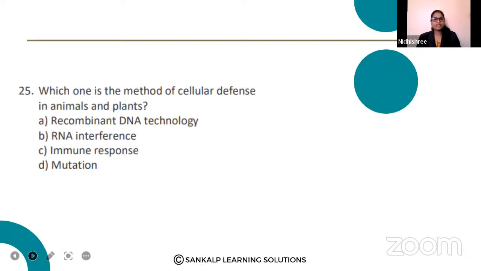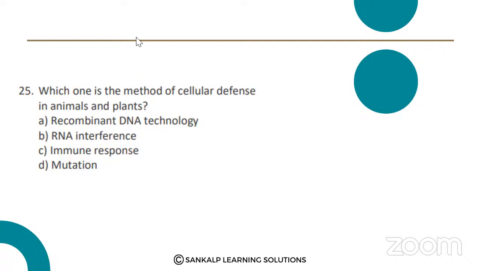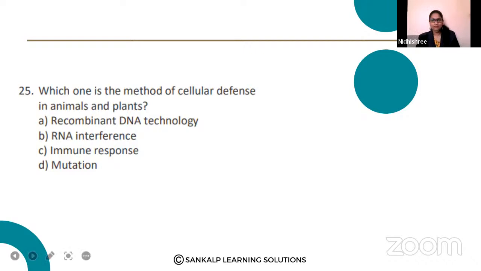Which one is the method of cellular defense in animals and plants? Option A, recombinant DNA technology. Option B, RNA interference. Option C, immune response. Option D, mutation. Option B, RNA interference. Most answered option B, some answered option D, and a few voted for option A.